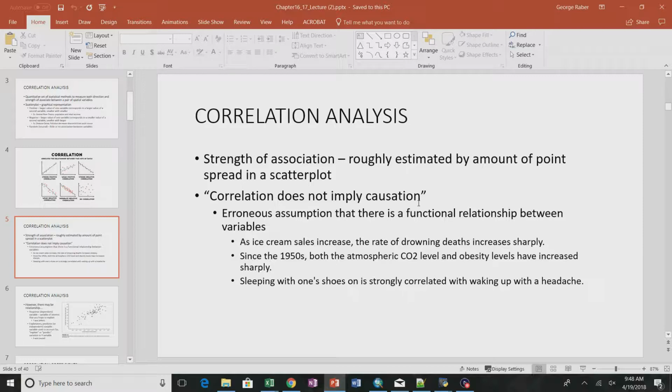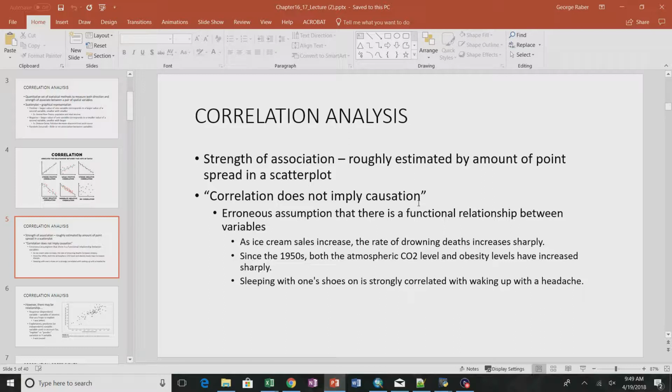And so those are both things that are correlated with it being warm outside. People want to eat ice cream when it's warm, and people want to go swimming when it's warm. So they're related, but they don't cause each other. Obviously, it'd be ridiculous to say that ice cream sales cause drowning deaths. So don't eat ice cream if you don't want to drown.